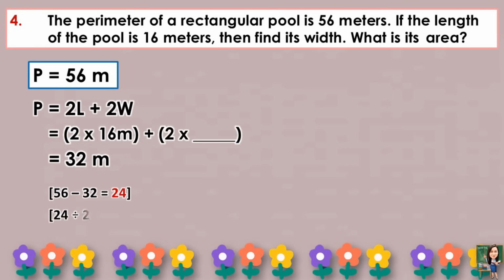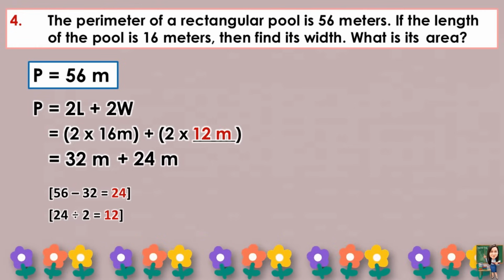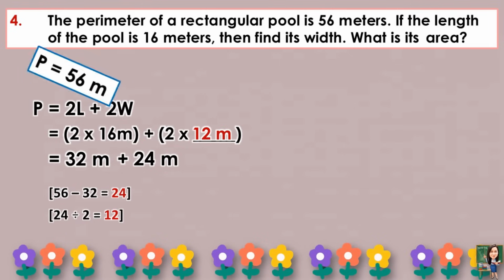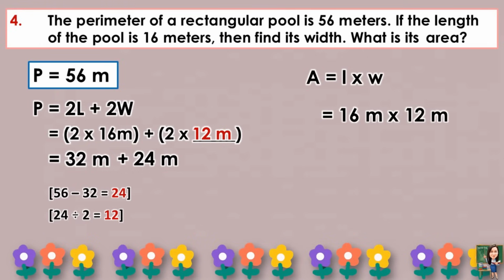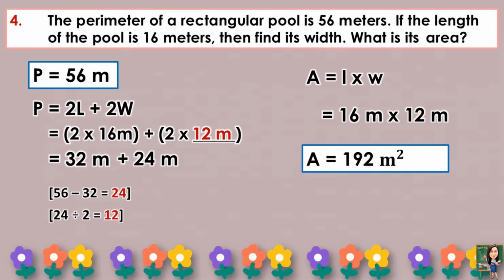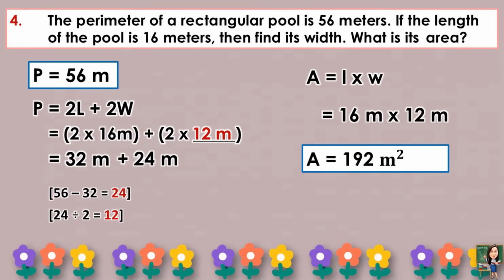Next is, divide 24 by 2 equals 12. So the width is 12 meters. Then multiply 2 times 12 equals 24 meters. Then add 32 plus 24 equals 56 meters. For the area, length times width, or 16 meters times 12 meters equals 192 square meters. So this is the area of the rectangular pool.